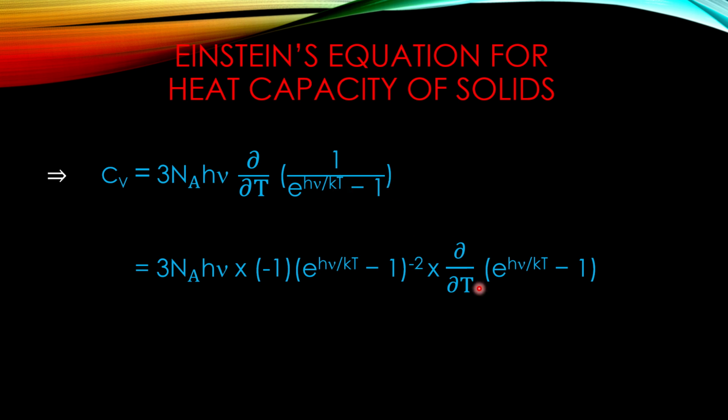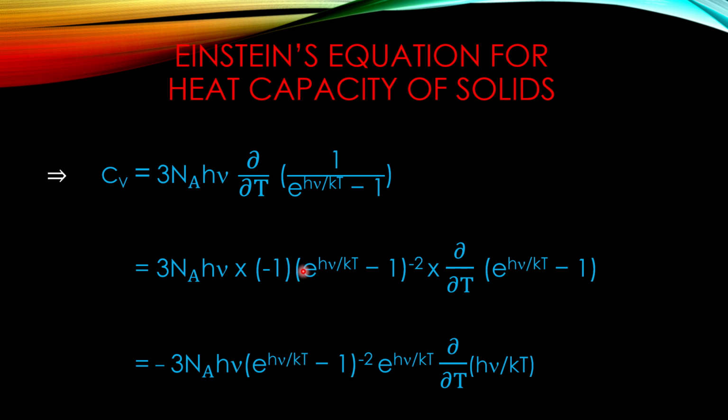Now we have to differentiate with respect to T the term e to the power h nu by kT minus 1. Differentiation of the exponential is possible, but the constant 1 is not, because its value is 0. So only the exponential remains, and the result is e to the power x, that means e to the power h nu by kT. Then again you have to differentiate h nu by kT with respect to T. By merging this minus 1 with the overall term, it becomes minus 3 N_A h nu, then e to the power h nu by kT minus 1, whole to the power minus 2.